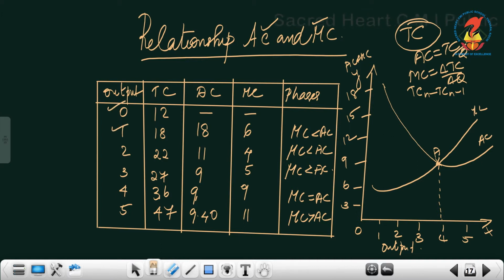Now output level is 0, 1, 2, 3, 4 and 5. TC is 12, 18, 22, 27, 36 and 47. From this TC we found AC, isn't it? 18 by 1, 18. 22 divided by 2, 11, isn't it?